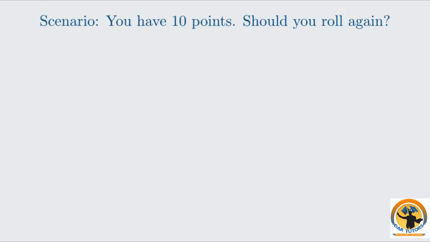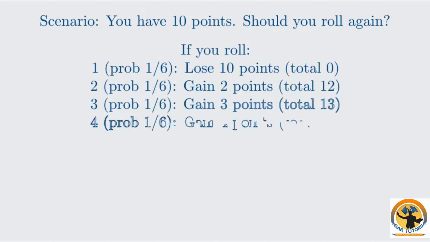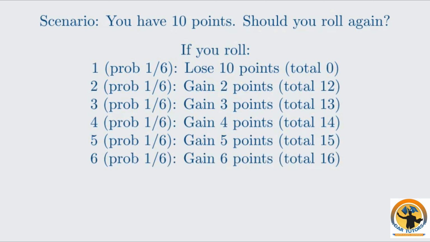The key is to calculate the expected gain or loss if you roll one more time. Let's say you've already accumulated 10 points. If you roll again, you'll roll a 1, 2, 3, 4, 5, or 6, each with probability 1/6. A roll of 1 results in a loss of 10 points. Any other roll results in a gain of the number rolled.